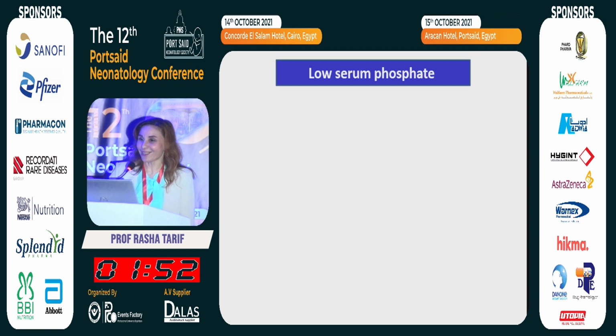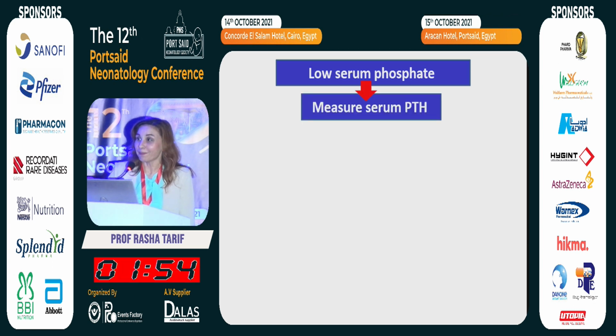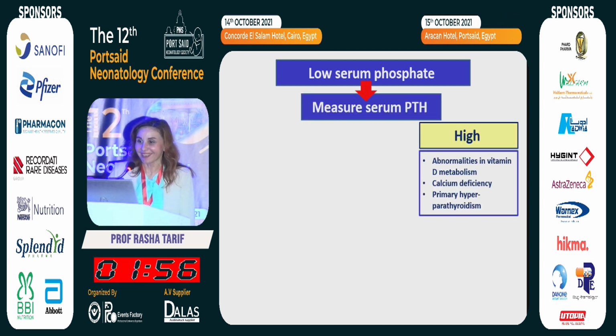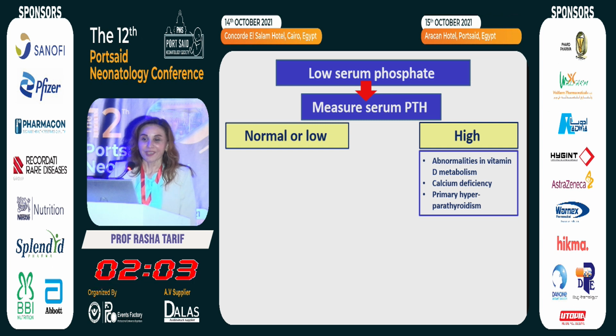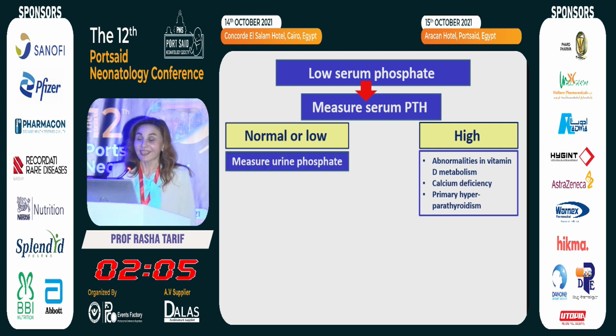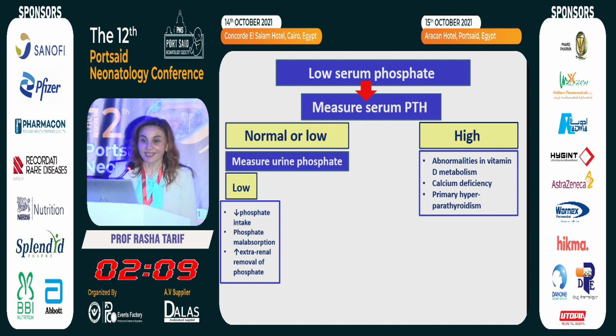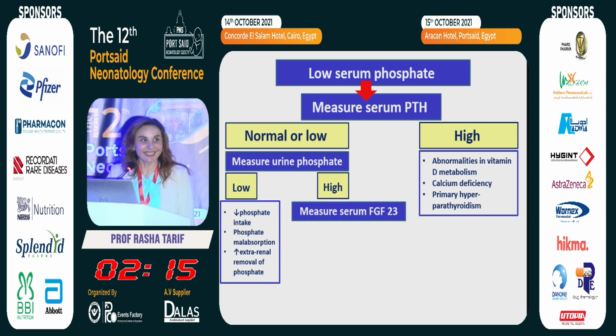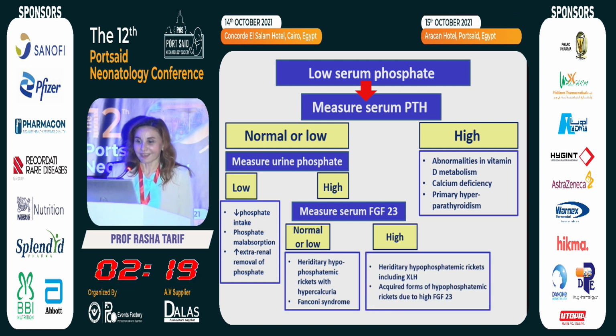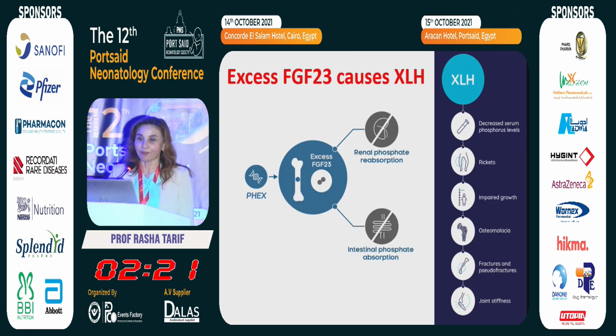So when you have a case of low serum phosphate, measure the PTH. If high, could be abnormalities in vitamin D metabolism, calcium deficiency, primary hyperparathyroidism. If you have normal or low phosphate, don't forget to measure urine phosphate. If low, this is low intake, phosphate malabsorption or increased extrarenal removal. If high, measure FGF23. If high, hereditary hypophosphatemic rickets.